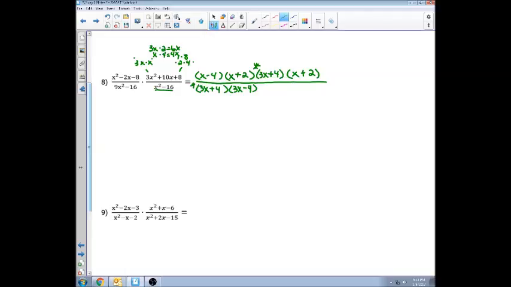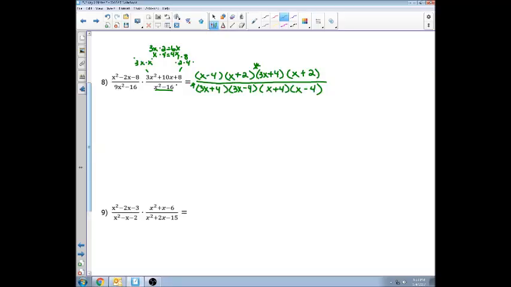Now I'm looking at x squared minus 16. Again, x squared is a perfect square. I have a subtraction. 16 is a perfect square. So I'd have x plus 4, x minus 4. The x's come from the x squared. The 4's come from the 16, okay?